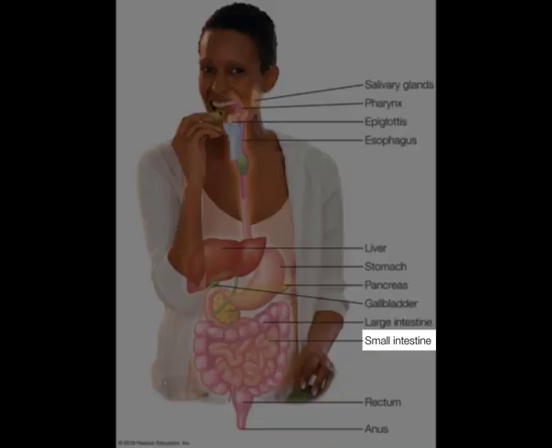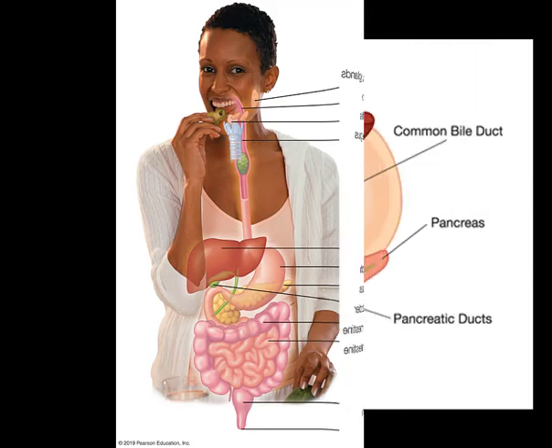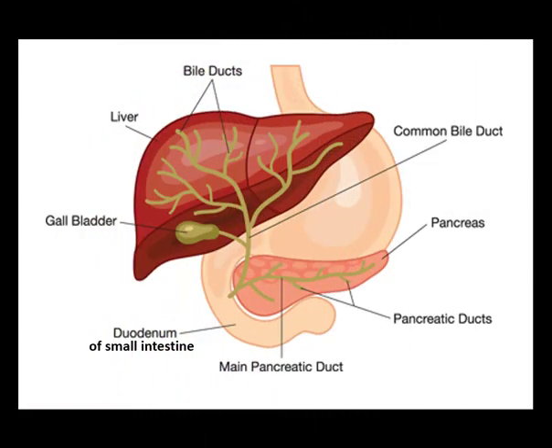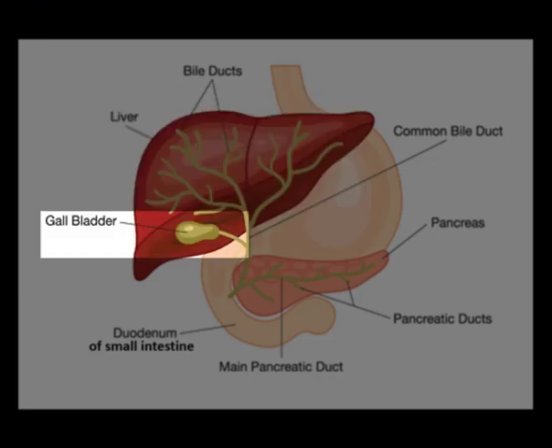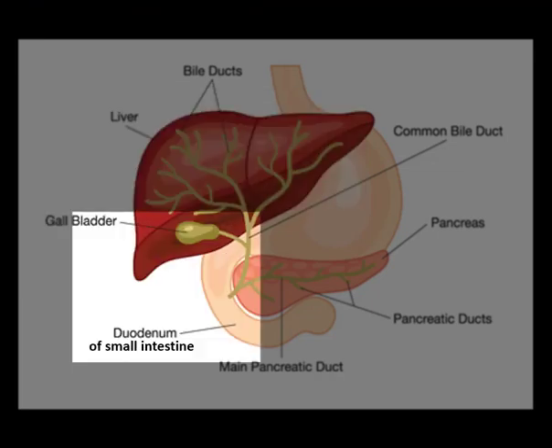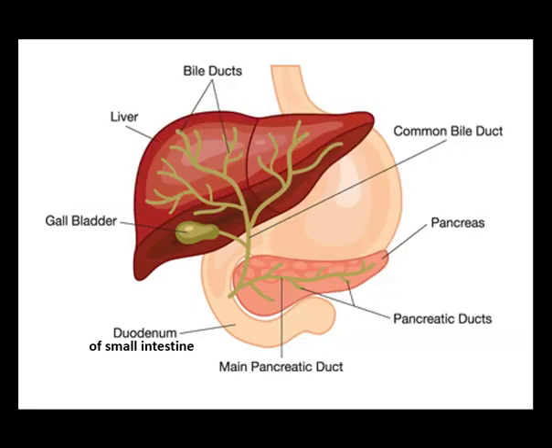The small intestine is a really active organ. You have mechanical digestion in the form of segmentation. Tons of chemical digestion. So the liver makes bile. Bile is stored in the gallbladder. Bile is secreted into the small intestine where it's used to emulsify fats.